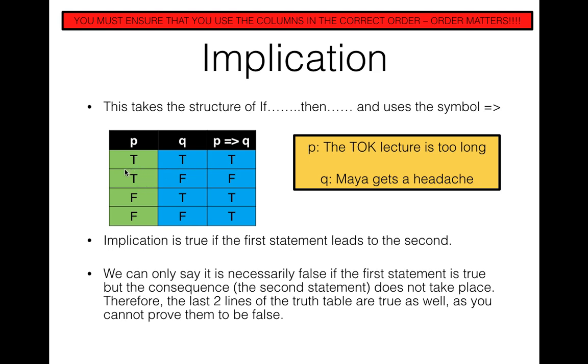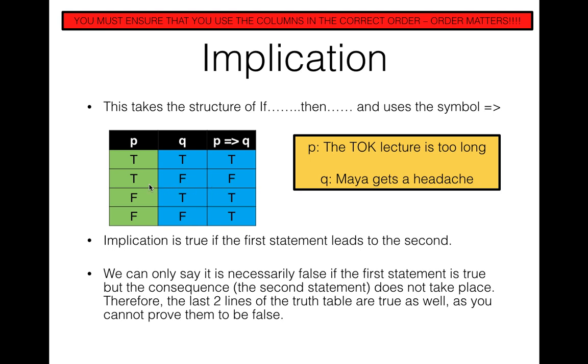The next option is that the TOK lecture is too long, but Maya doesn't get a headache. So that means that the implication statement must be false because the TOK lecture has been too long, but it hasn't affected Maya. So this ends up being false. Now the next 2 possibly aren't quite so obvious because we can only say that an implication is necessarily false if the first statement is true but the consequence doesn't happen. The second statement doesn't happen.